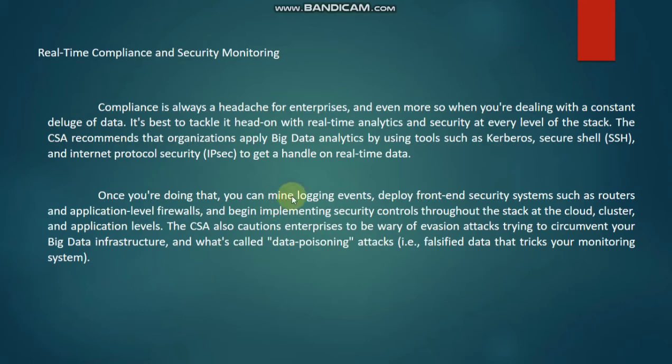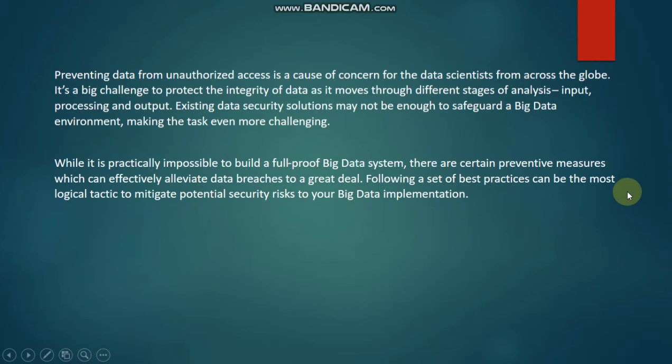Another practice is preventing data from unauthorized access, which is a cause of concern for data scientists from across the globe. It's a big challenge to protect the integrity of data as it moves through different stages of analysis, input processing, and output.